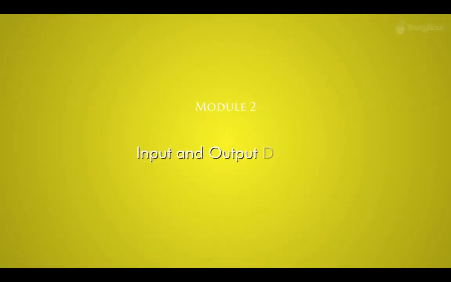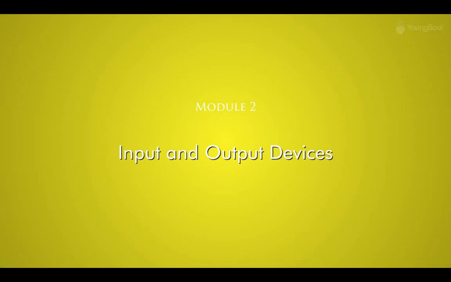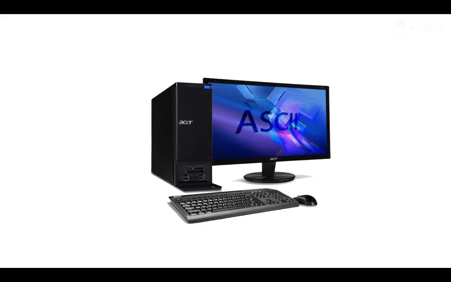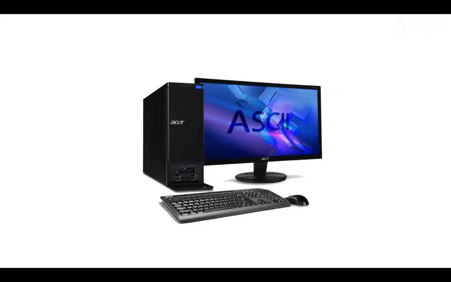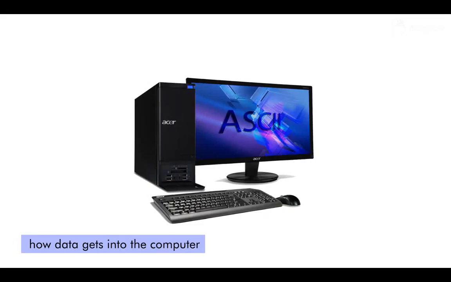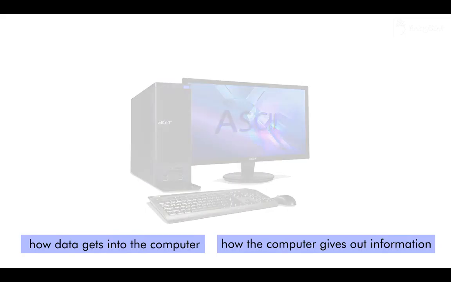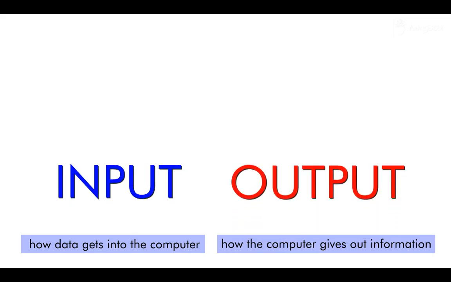Input and output devices. We already know the definition, function, and characteristics of a computer. Therefore, the next thing is to know how the data gets into the computer and how the computer gives out the processed data called information to the user. The devices used for these tasks are called input and output devices.